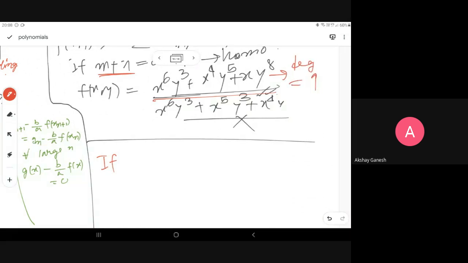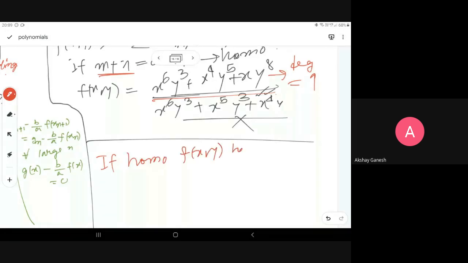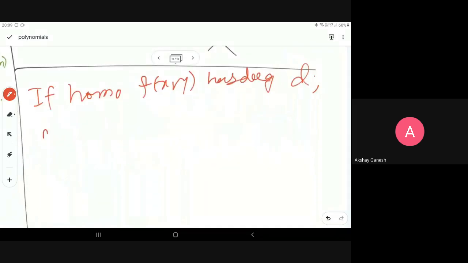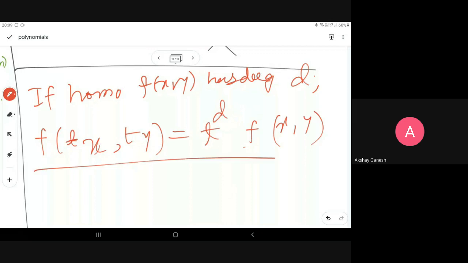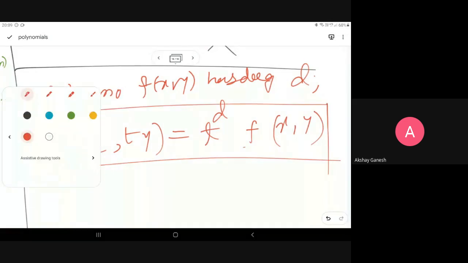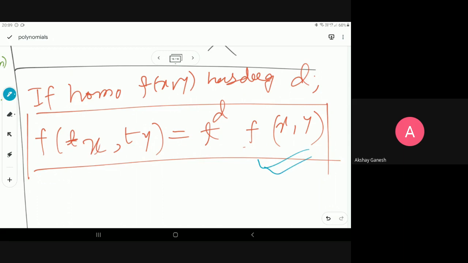And if a homogeneous polynomial f of x comma y has degree d, then this holds, and this is basically the most important thing you need to know. For any real number t, you have f of tx comma ty equals t to the d into f of x comma y, right? This is the most important part of homogeneous polynomials, and this is basically the only thing you will need.